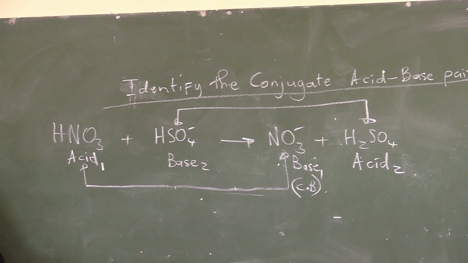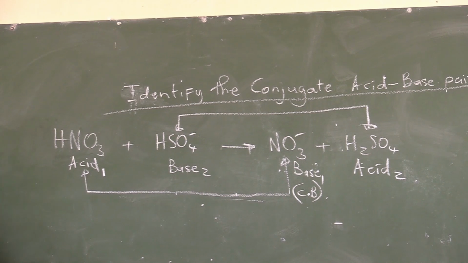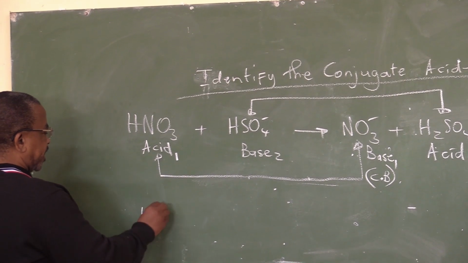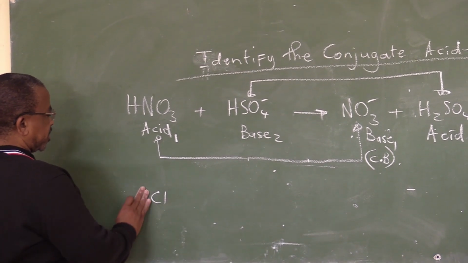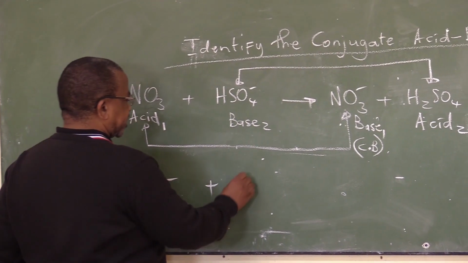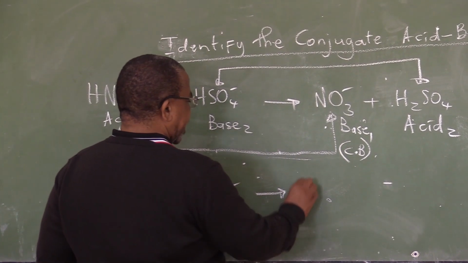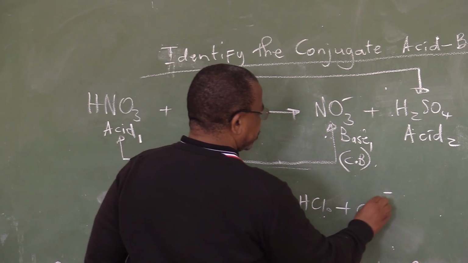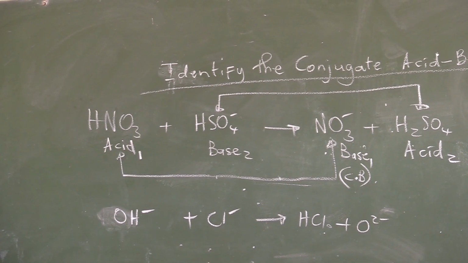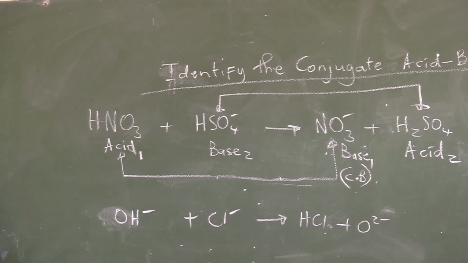Let me write a very tricky one. A very tricky one. You might have an equation. Tell me about HCl. Or let's say about OH minus plus Cl minus yields HCl plus O2 minus. We are given this equation. This is an equation. Identify the conjugate acid-base pair.